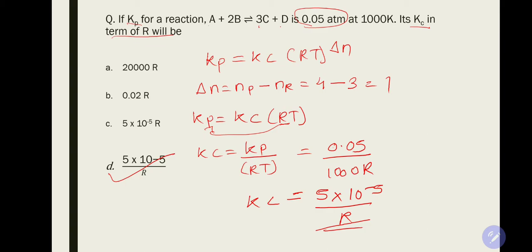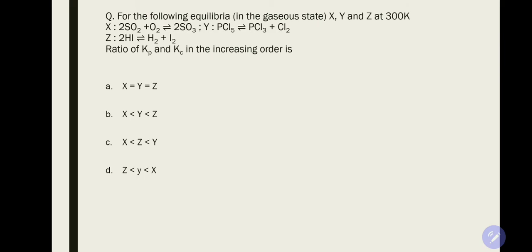Clear? Now let's see the next question then. Now the next question is, for the following equilibrium in the gaseous state, X, Y and Z at 300 Kelvin. So X, Y and Z at the temperature 300 Kelvin. The equations of X, Y and Z are given. So you have to arrange the ratio of Kp and Kc of the 3 equations in increasing order.